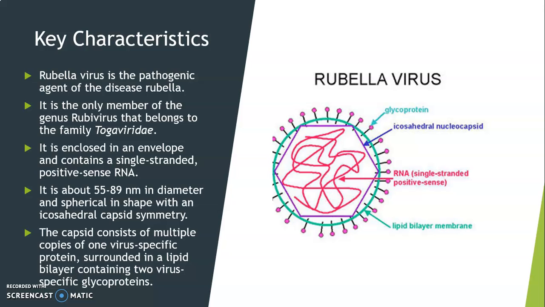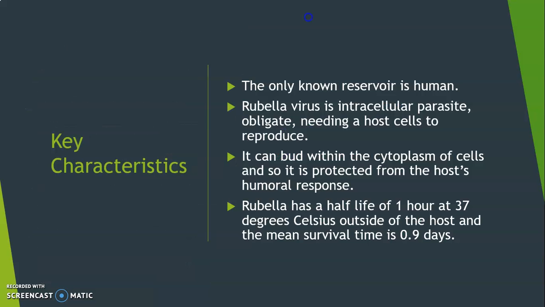It is enclosed in an envelope and contains a single-stranded, positive-sense RNA. It is about 55 to 89 nanometers in diameter, spherical in shape with an icosahedral capsid symmetry. The capsid consists of multiple copies of one virus-specific protein surrounded by a lipid bilayer containing two virus-specific glycoproteins. The only known reservoir is human.